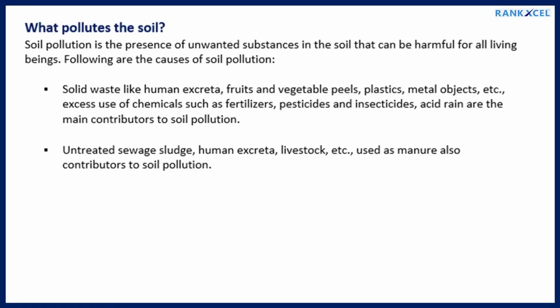What pollutes the soil? Soil pollution is the presence of unwanted substances in the soil that can be harmful for all living beings. Following are the causes of soil pollution. Solid waste like human excreta, fruits and vegetable peels, plastics, metal objects, etc., excess use of chemicals such as fertilizers, pesticides and insecticides, acid rain are the main contributors to soil pollution. Untreated sewage sludge, human excreta, livestock, etc., used as manure also contribute to soil pollution.